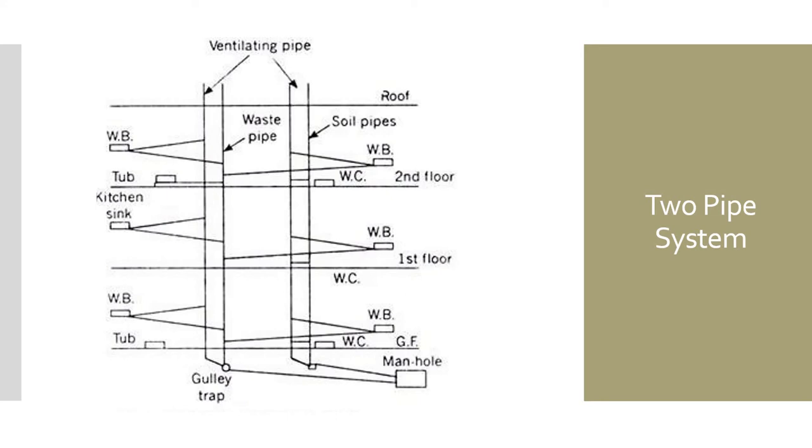So gray water would be generated by your wash basins and kitchen sinks, and your waste or your black water will be generated by your water closet. So you have one ventilating pipe which will ventilate your wash basins and kitchen sinks, whereas you have a different ventilating pipe which would be connected to your black water pipe, ventilating your water closets.